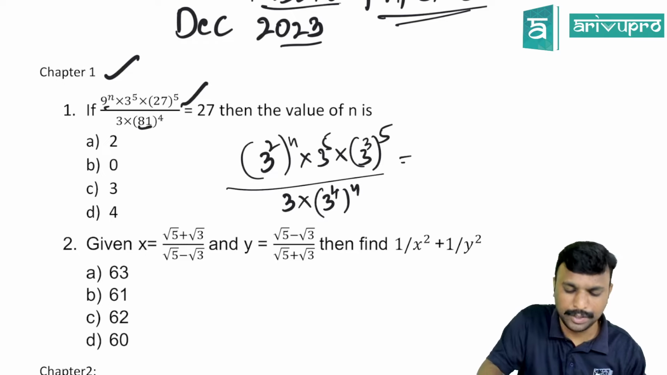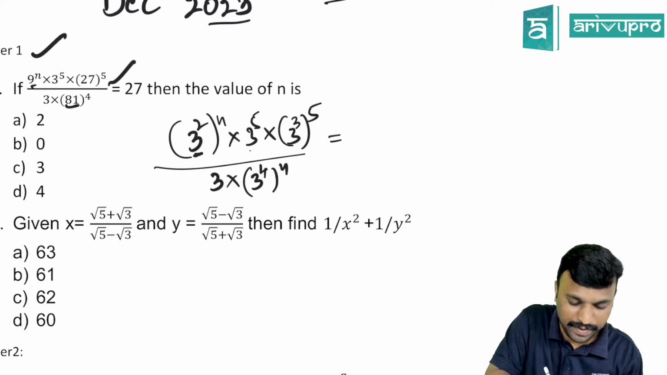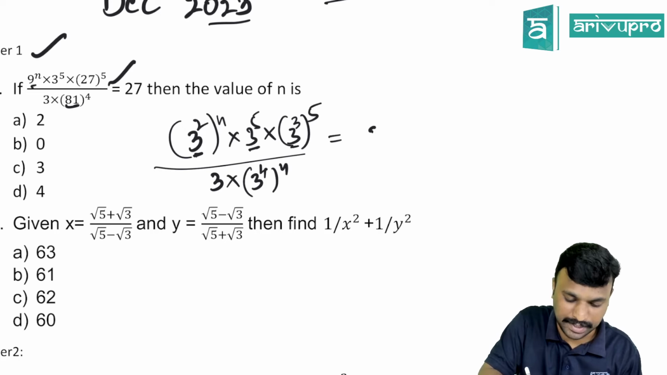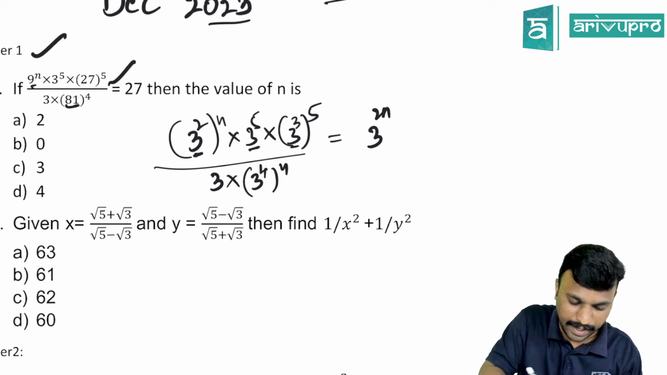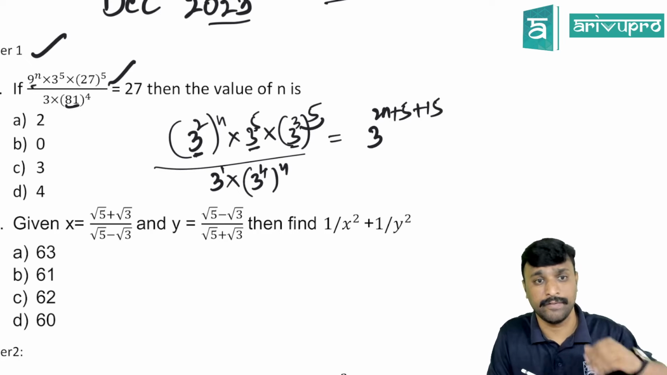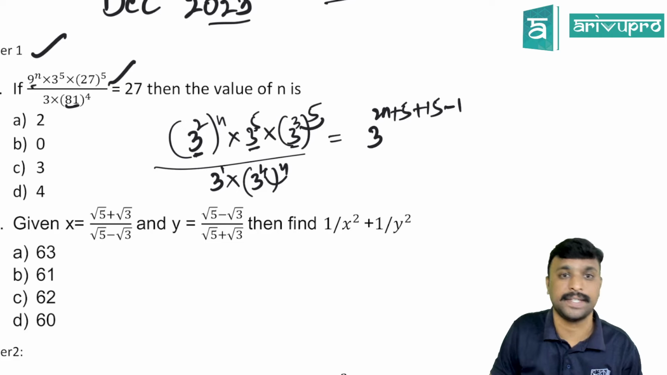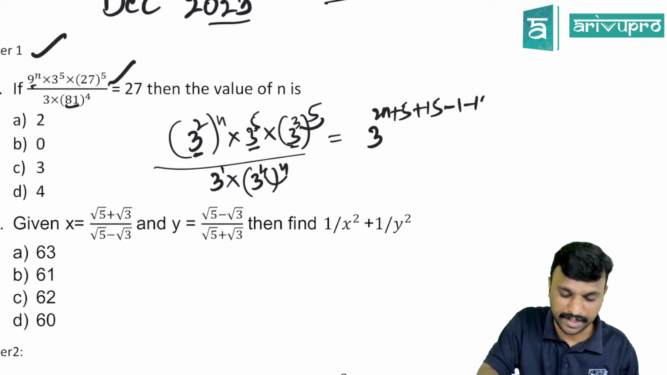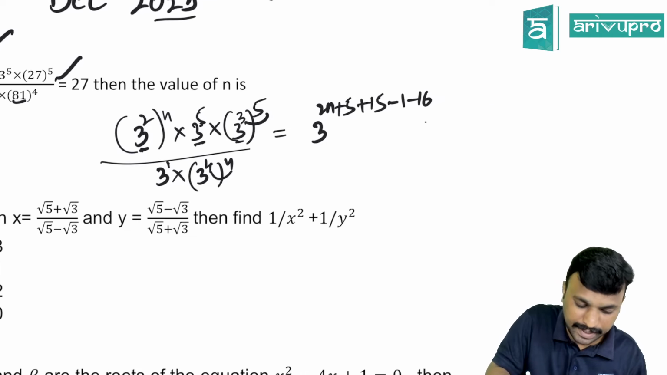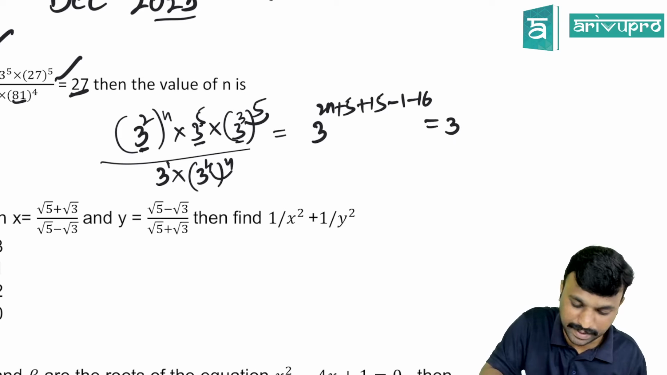Now all that you need to do is combine every power of 3. So this is 3 power 2n, and this 5 is going to get added, and 3 fives are 15, that is going to get added. 3 power 1, if there is no power, means 3 power 1, is taken to the numerator, becomes minus 1. 4 fours are 16, 16 becomes minus 16 when it is taken to the numerator. And this is equal to 27, so 27 can be written as 3 power 3.